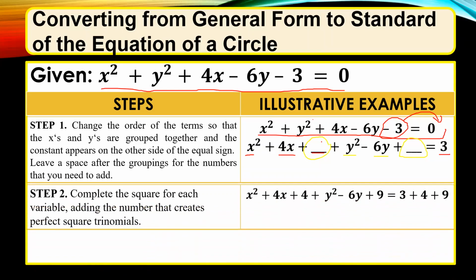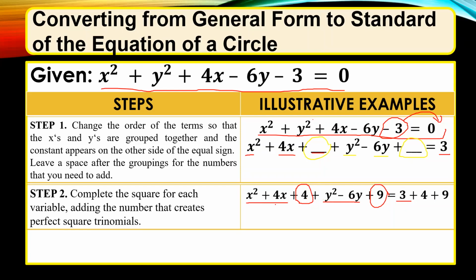Next, complete the square for each variable, adding the number that creates a perfect square trinomial. Here, the original one, we have x squared plus 4x plus blank, right? We don't have this yet. Then we have plus y squared minus 6y plus blank. We don't have this one yet, right? And this is equal to 3. We don't have yet the 4 and 9. So how do we get the positive 4 and the positive 9?